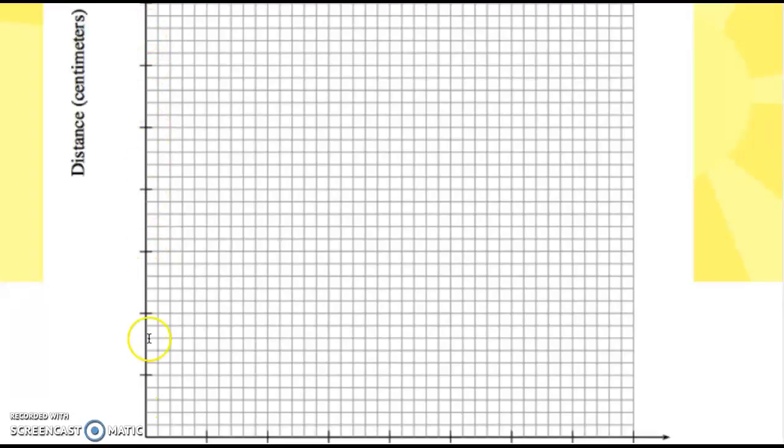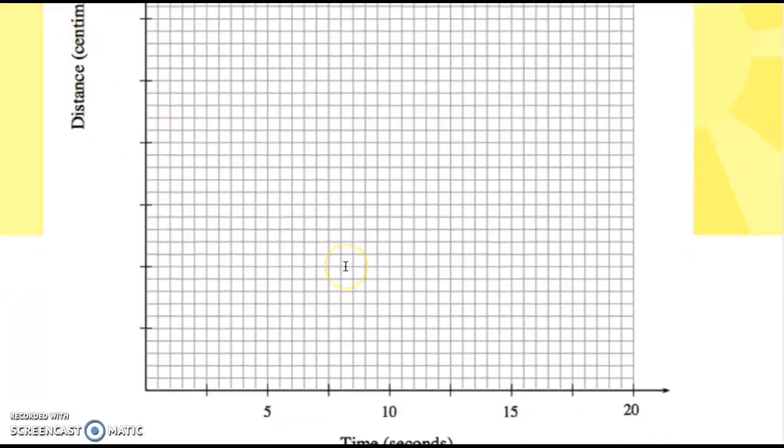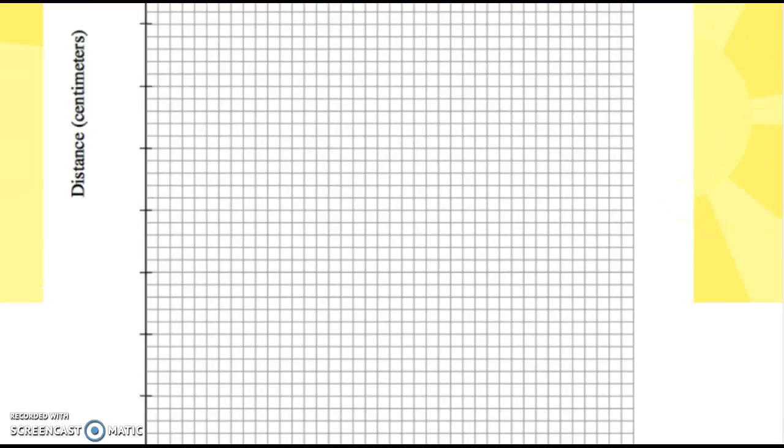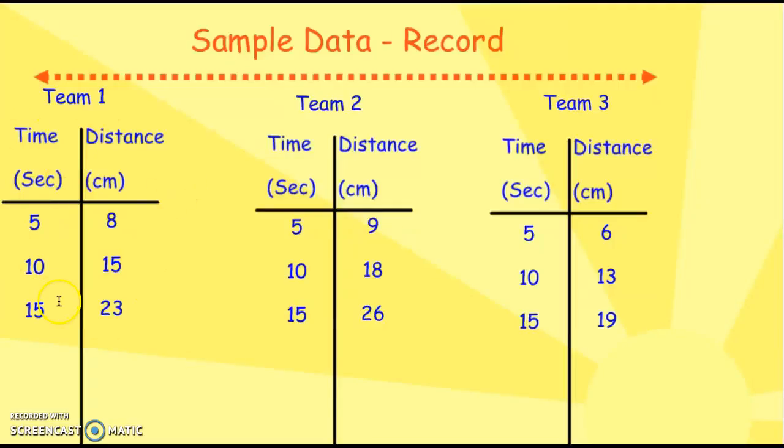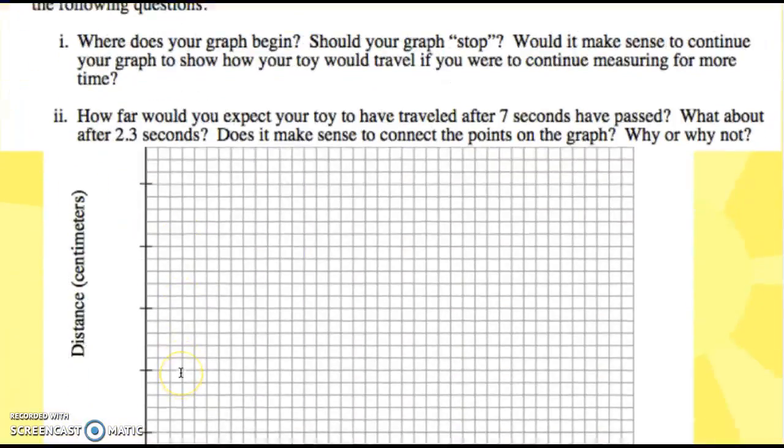So if you look at your graph, you can see that on my Y, so that's going up and down that axis, is distance in centimeters. And then below is time, and they have the 5 seconds, 10, 15, and 20 listed. So what you're going to do is take your data from the table that you just copied, either one of these, and plot the points on there. So you'll find the time, and then you'll figure out distance.